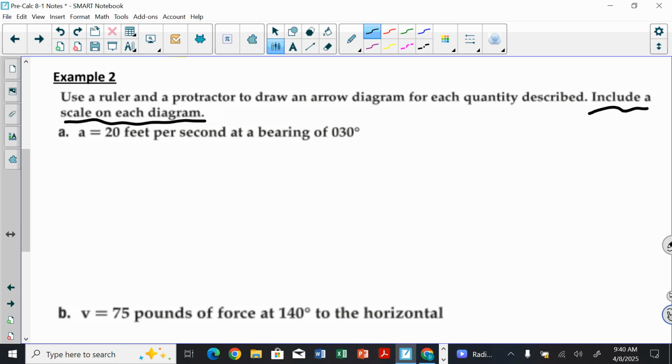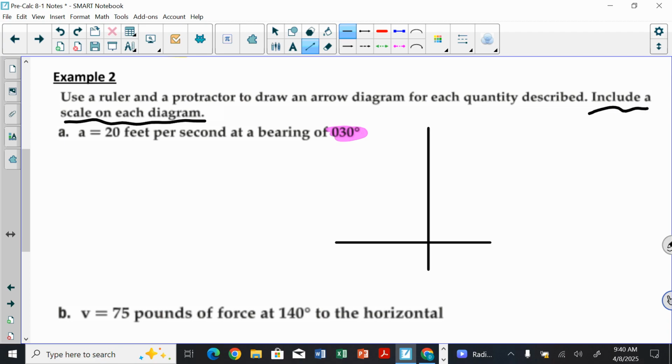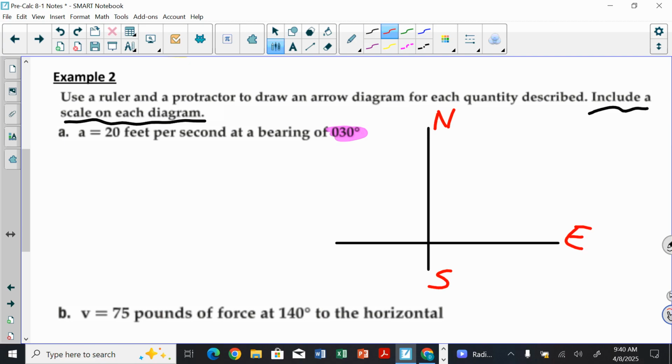So the first one, we go 20 feet per second at a bearing of 030. So again, looking at that, I know that this is a true bearing from the north because it's written in three digits, okay? So I'm just going to put a north-south line, and then I'm going to put an east-west line. Now, I know because it's 30 degrees, I'm just going to draw my axis as if here, just so we know. And I'm just going to label it here. This is my north, right? And then east is over here, south, and west.